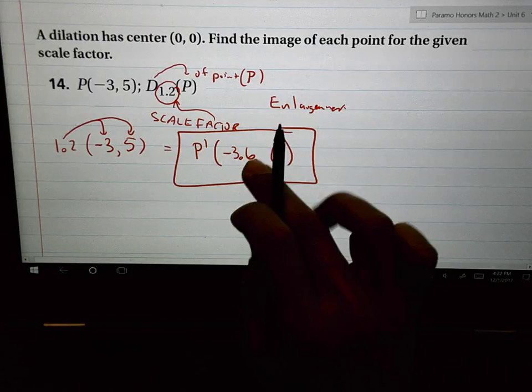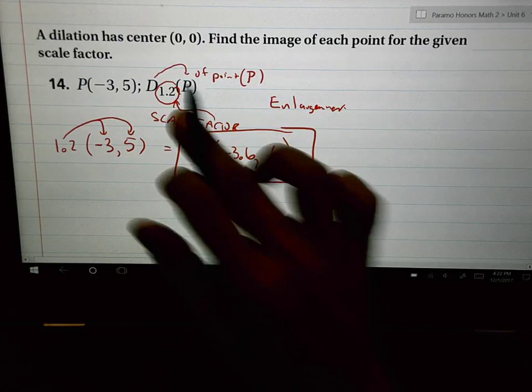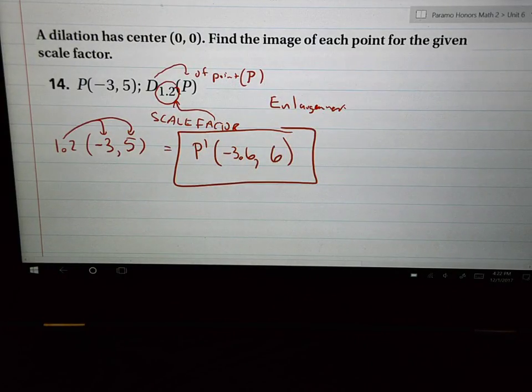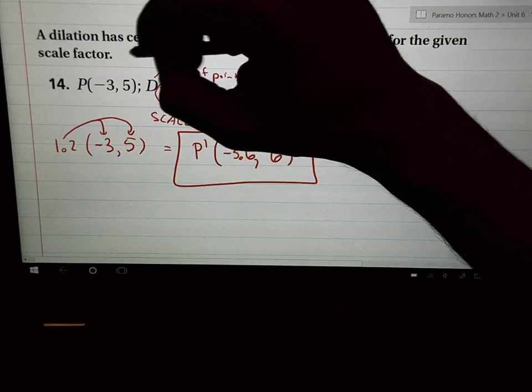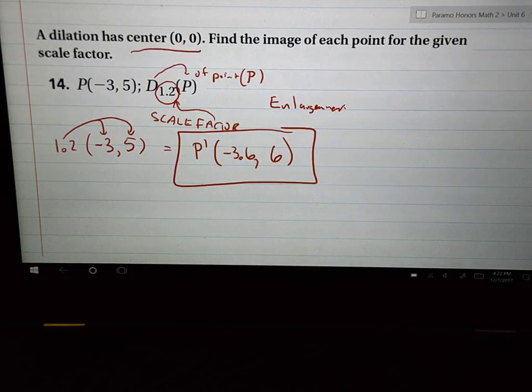This is where that point would be after a scale factor of 1.2. And we're using the center of (0, 0). That's what's happening. It's all we have to do. You will do this on all the problems that are right next to it, number 14.